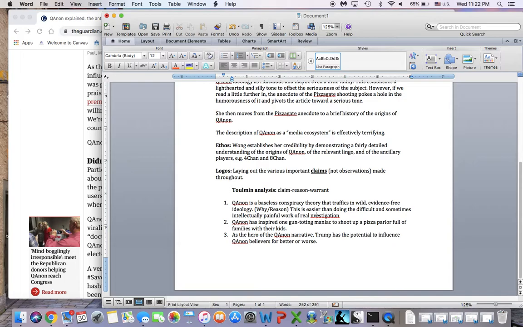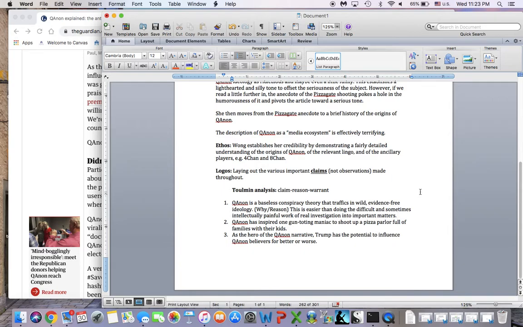into important matters. Okay, that's why it's a baseless conspiracy theory that traffics in wild evidence-free ideology, because it's easier than doing the difficult and sometimes intellectually painful work of real investigation into important matters. Right? It's easier just to make up something or go with something wild than it is to do all the legwork of figuring out how the world actually works.